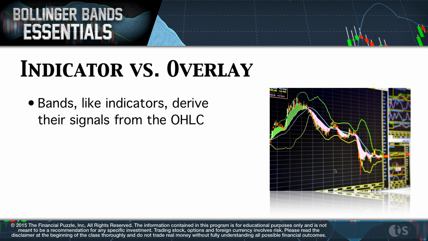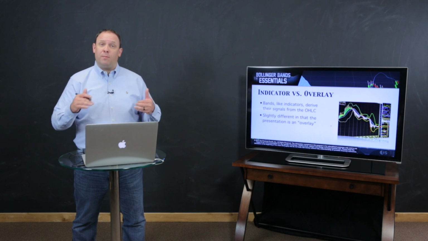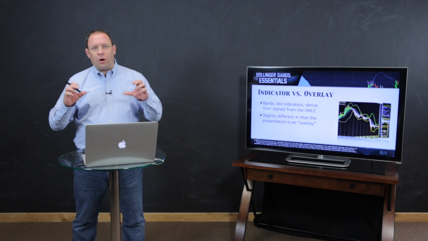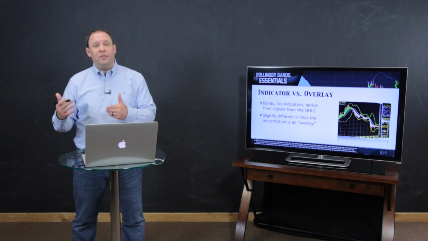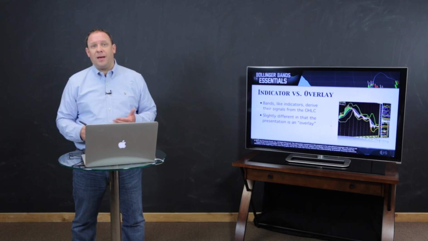Bollinger Bands are like indicators in the sense that they derive all of their signals from the open, the high, the low, and the closing information. But they're different than your typical indicators because they're presented as an overlay. Now, what do I mean as an overlay? Most of your indicators are drawn at the bottom of the screen. With the Bollinger Bands, it's drawn on your chart as an overlay over the basic price action of the chart itself. The reason for that is because that's where you need to see the relative highs and lows.